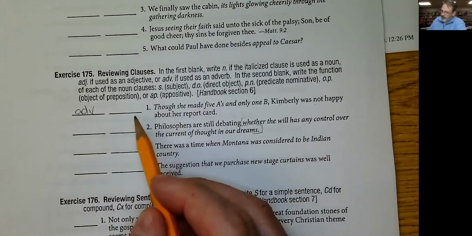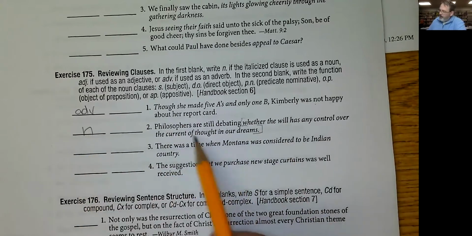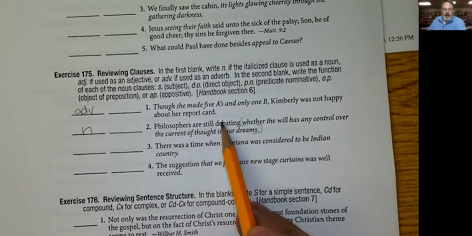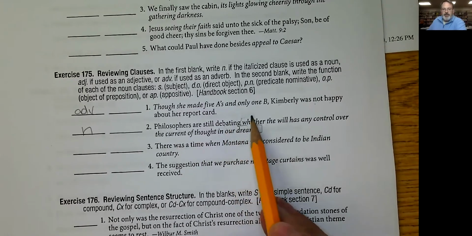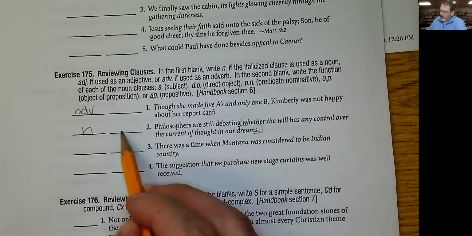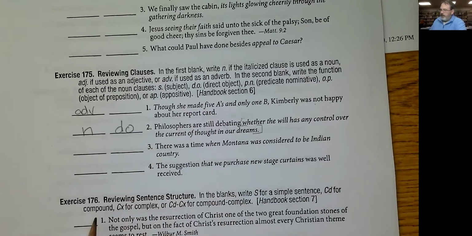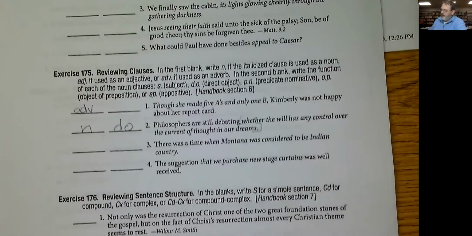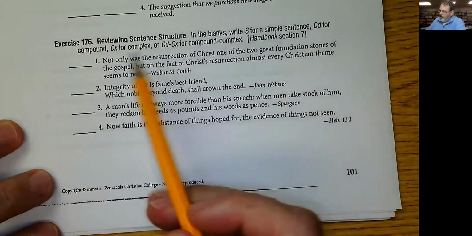So let's write noun in the blank. And then we have to tell how it's being used in the sentence. What is its function? Philosophers is the subject, are debating is the verb. What's the noun that follows the action verb? It would be a direct object. Right? So that noun clause is being used as the direct object. All right, let's move on to the next section.